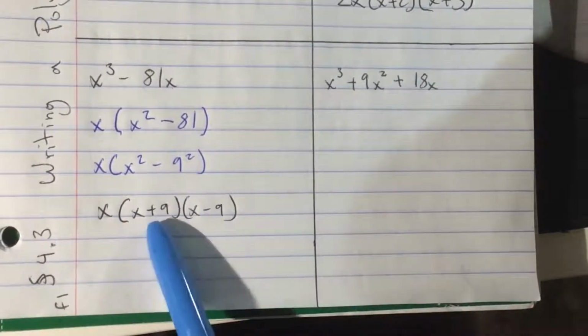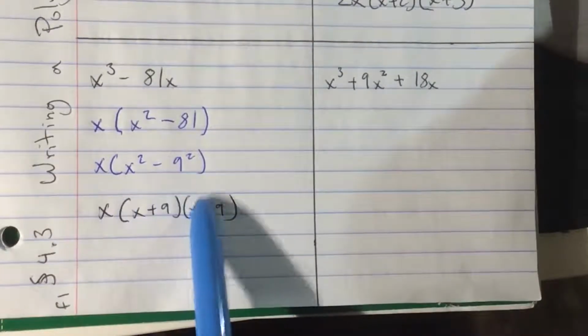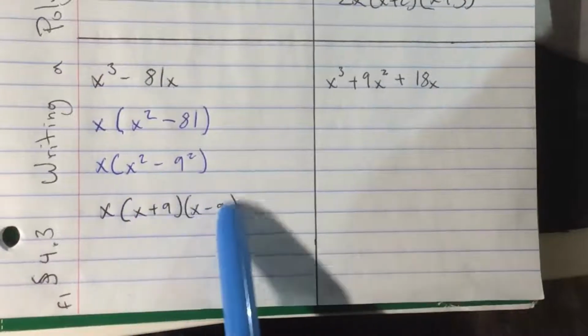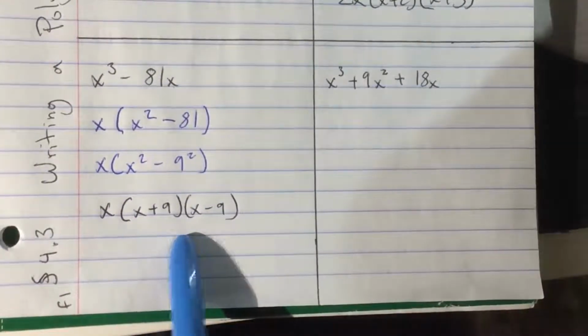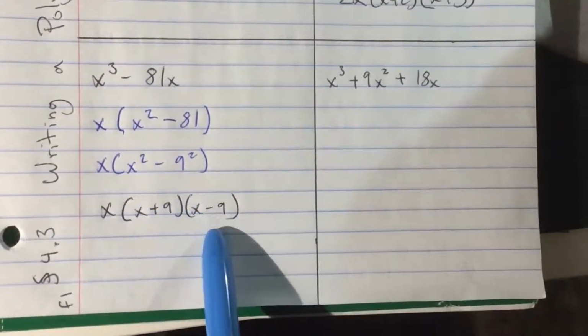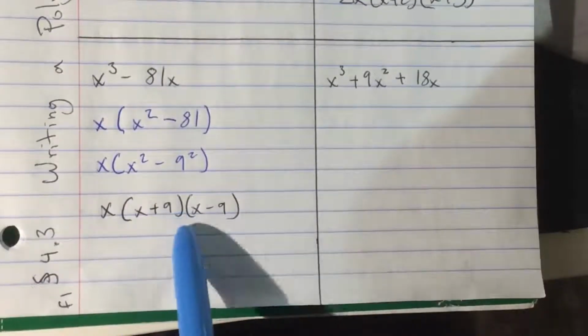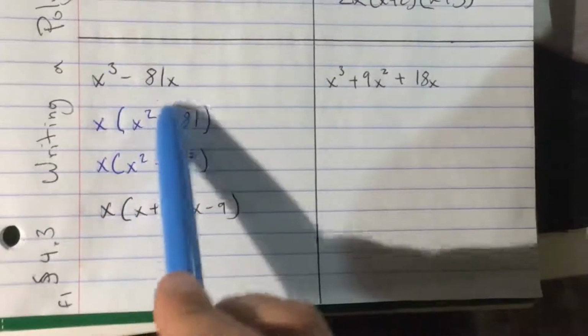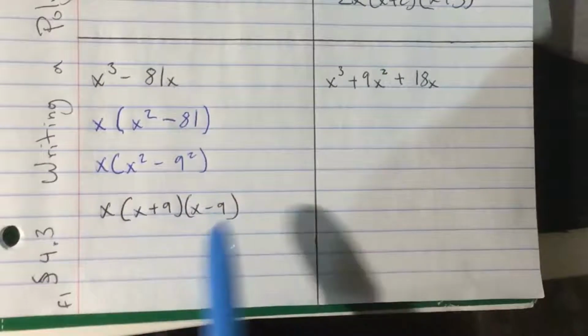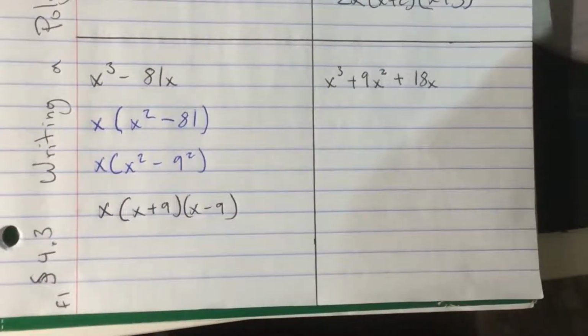You can double check this by doing the FOIL. If you do x times x, that gives you x squared. x times negative 9 would give you negative 9x. 9 times x would give you 9x. And then negative 9x plus 9x would give you the 0 that goes in between. And then 9 times negative 9 will give us negative 81.